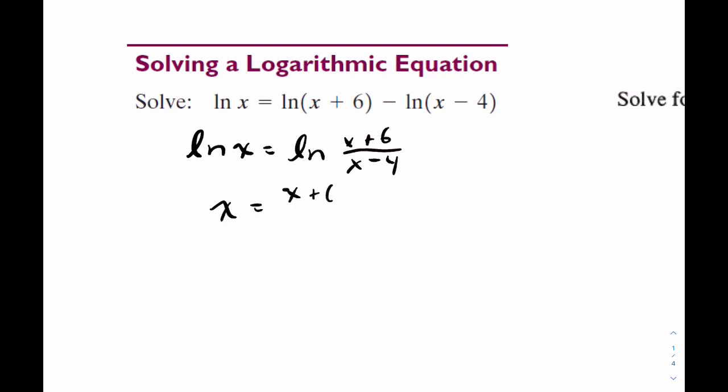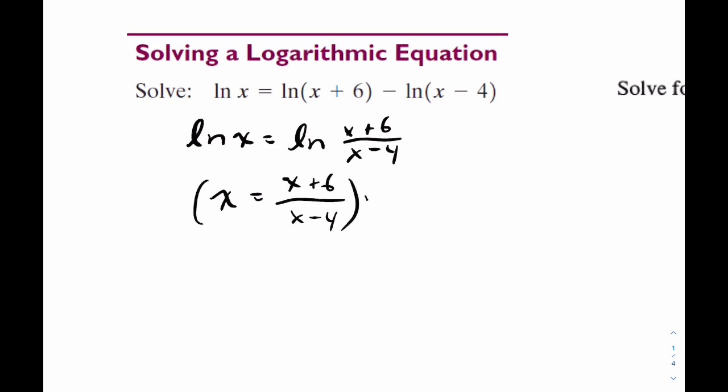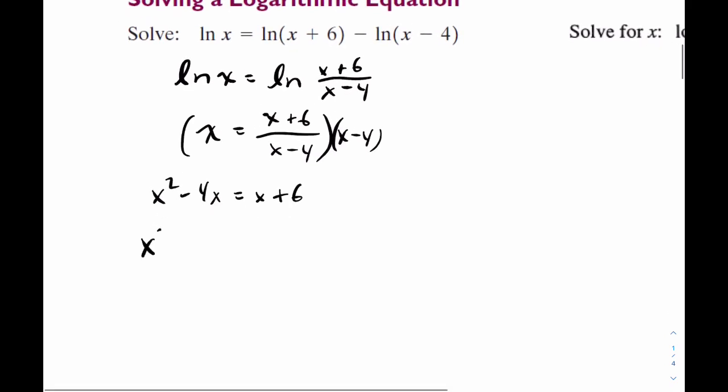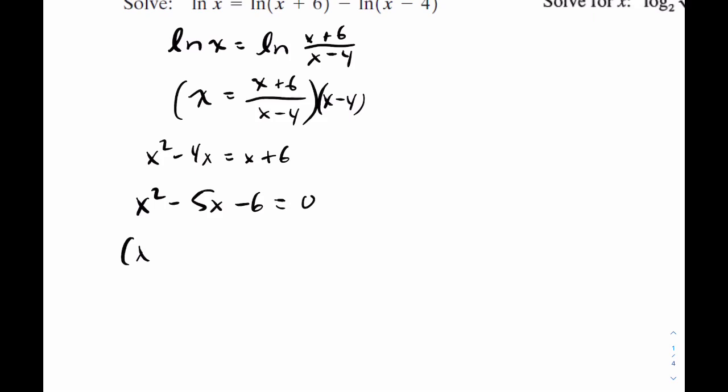So let's just keep going like that. We're going to multiply by x minus 4. So x squared minus 4x, that's equal to x plus 6. X squared minus 5x minus 6, that's equal to 0. Let's factor that.